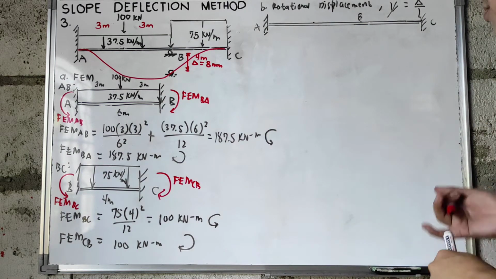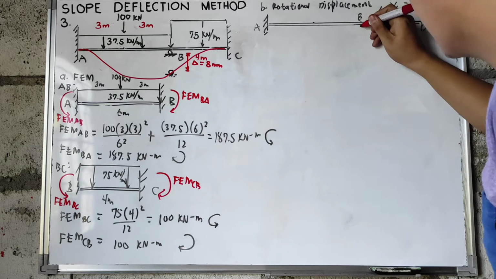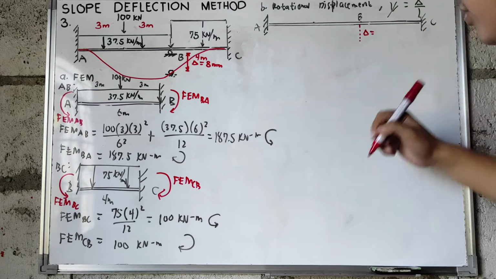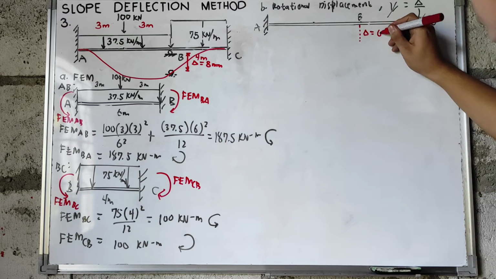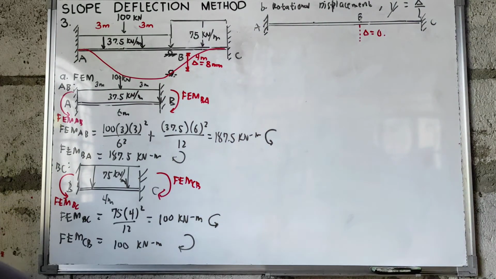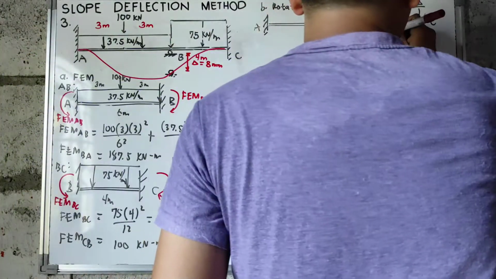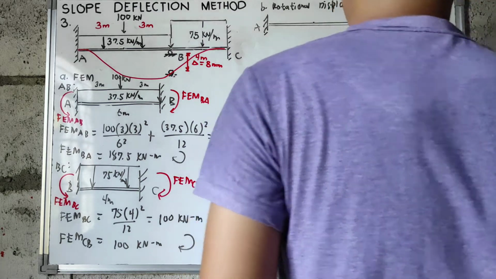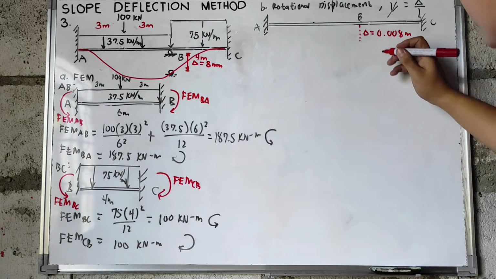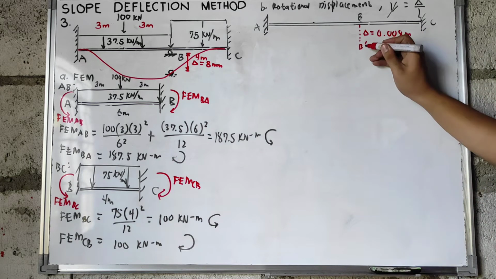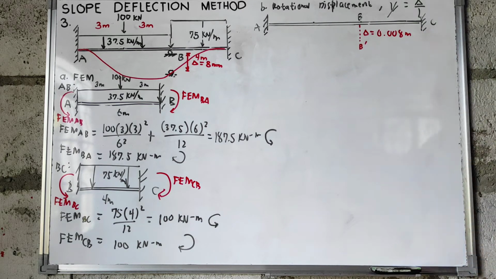So for this one, yung mangyayari niyan, meron tayong vertical displacement dito which is equal to 8 mm, or in meter, we have a value of 0.008 meter. So this will now become the value of your new B prime. So ito na yung bagong location ng support B natin.